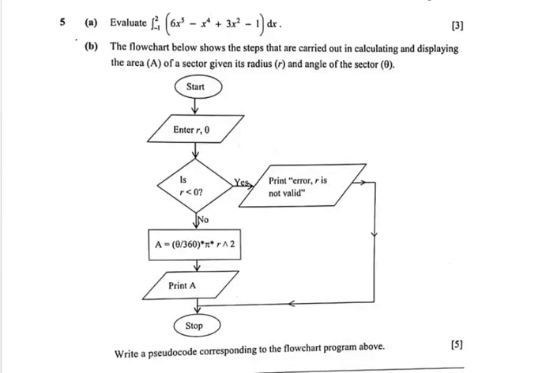Hi everyone, join me in answering question 5 from a 2024 GCE Mathematics paper 2. Question 5 has two parts, A and B. A is on calculus, B is on computers.